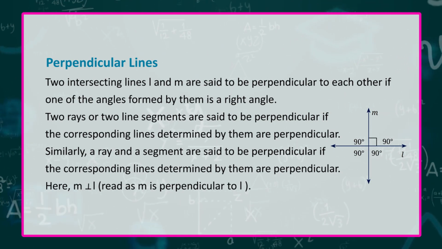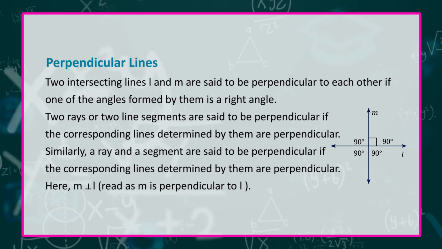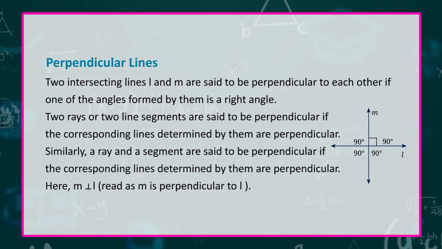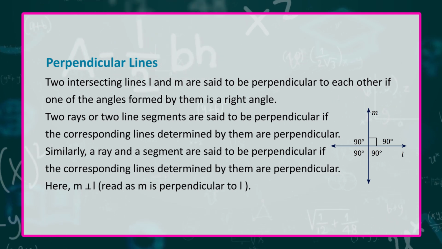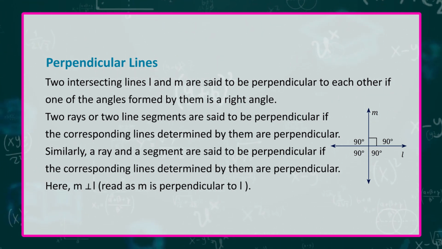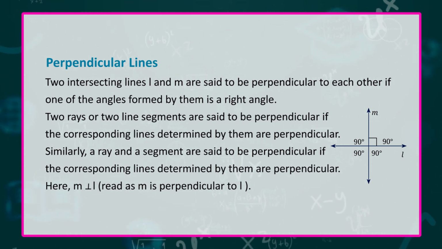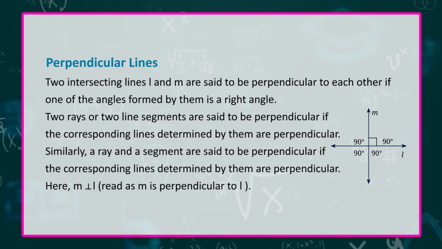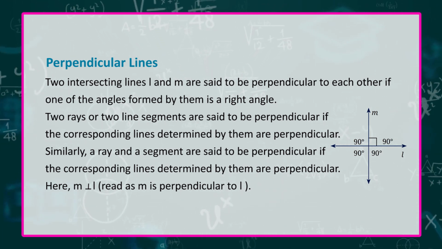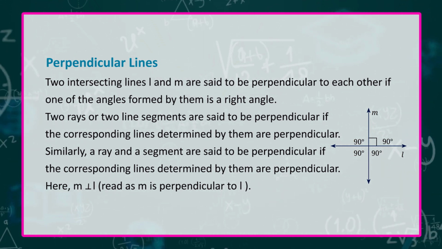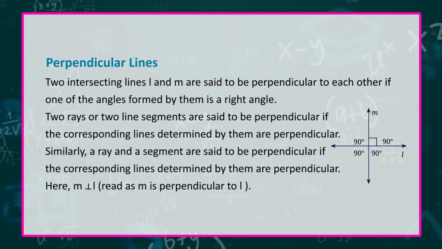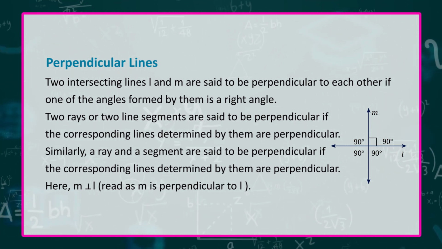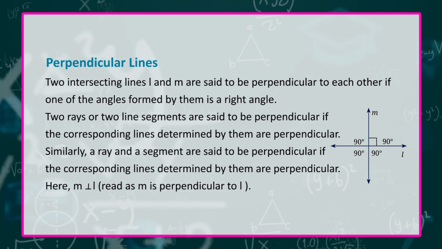Two intersecting lines L and M are said to be perpendicular to each other if one of the angles formed by them is a right angle. Two rays or two line segments are said to be perpendicular if the corresponding lines determined by them are perpendicular. Similarly, a ray and a segment are said to be perpendicular if the corresponding lines determined by them are perpendicular. Here, M is perpendicular to L.